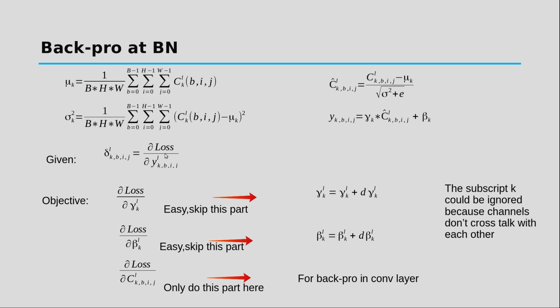And this is our given. Our given is the derivative with respect to the output, which is the input to the backpropagation at this level. These two are just too easy, just this one and one. So we do this part.